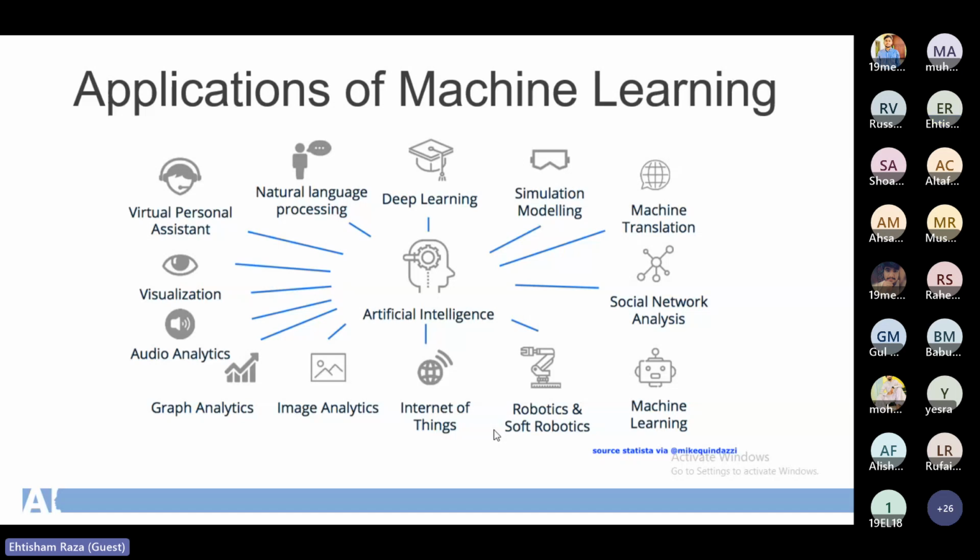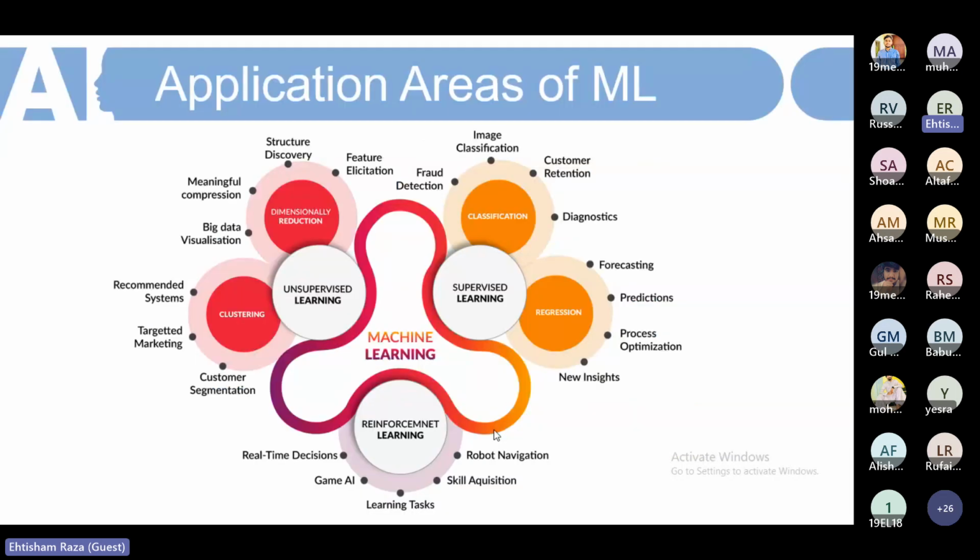Application areas of machine learning. If you go for supervised learning, you can do fraud detection, image classification, customer retention, where you understand whether my customer is going to be retained or not, and diagnostics. In regression tasks, you can perform forecasting, prediction, process optimization, and generate new insights. If you go for reinforcement learning, you can go for robot navigation, skill acquisition, learning tasks, game AI, real-time decisions, so all the other areas where machine learning can perform really well.